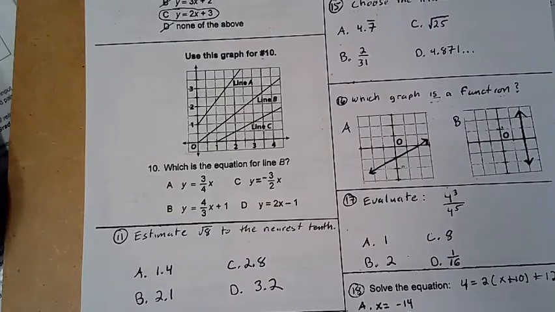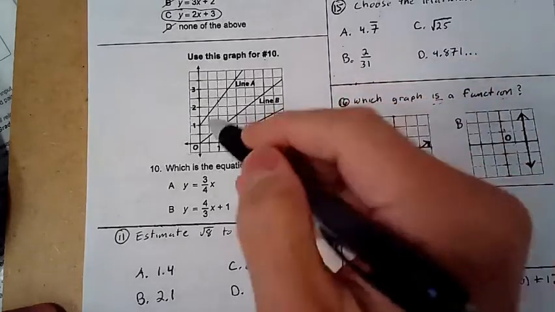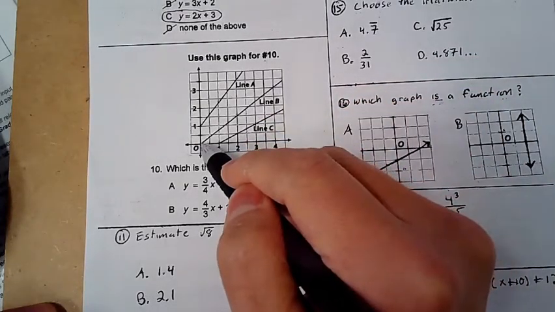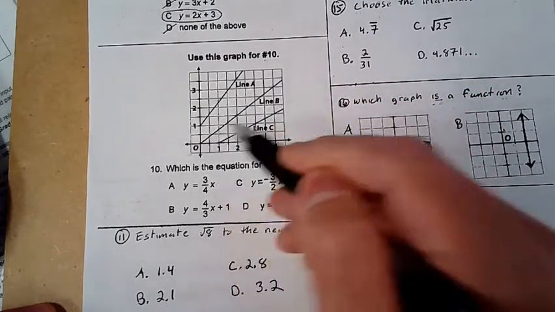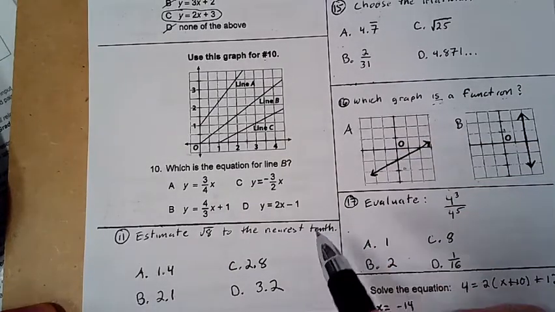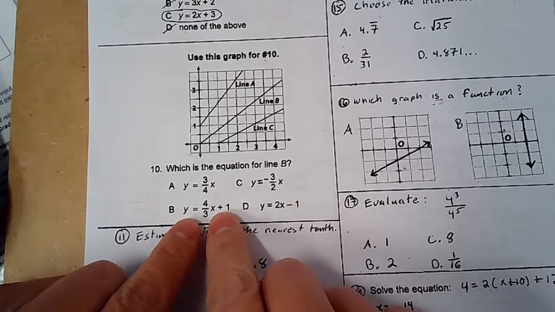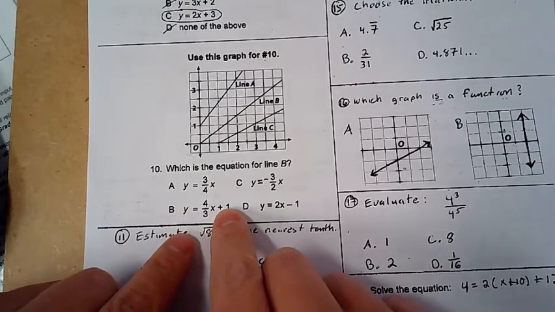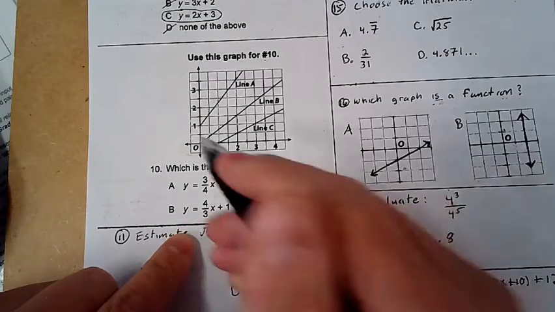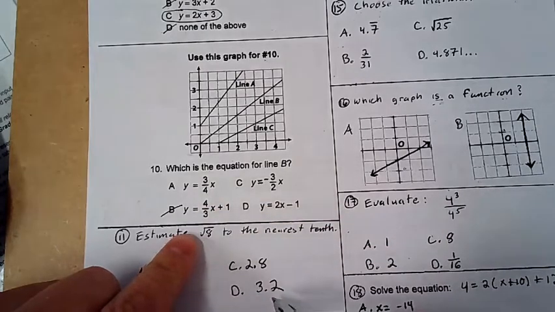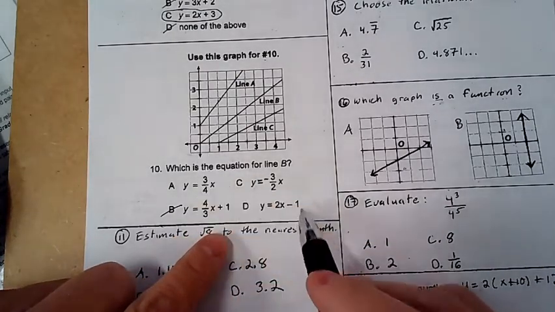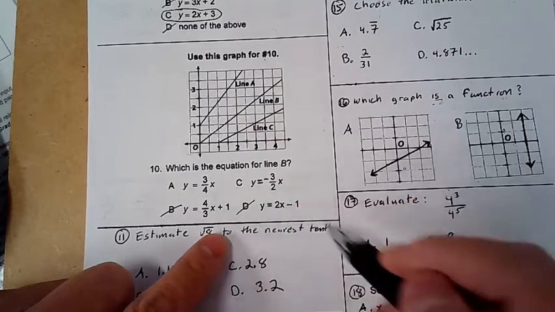So number 10 wants the equation for line B. For line B, the y-intercept is 0. Notice for line B, the y-intercept is 0. So let's look at our options. Option B has a y-intercept of positive 1. It's not option B. Option D has a y-intercept of negative 1. It's not option D. It's one of these two.